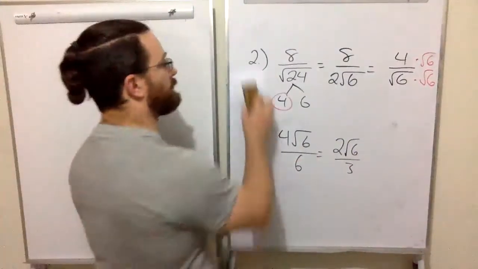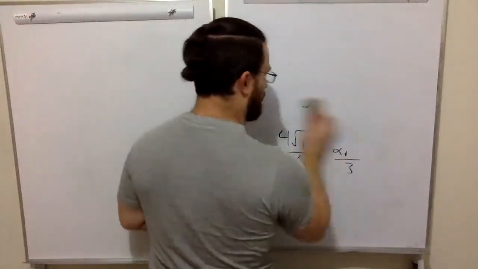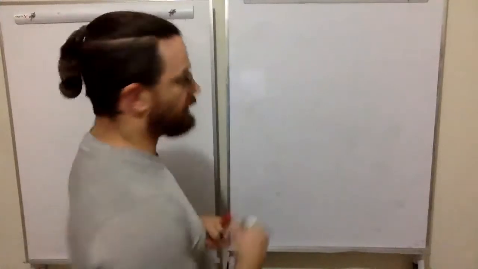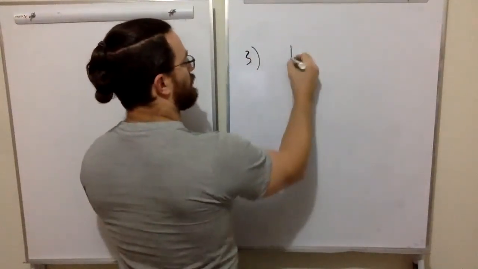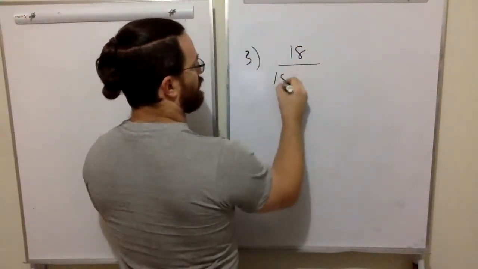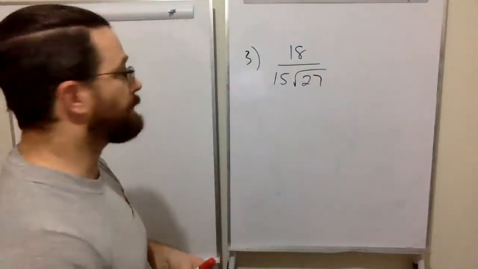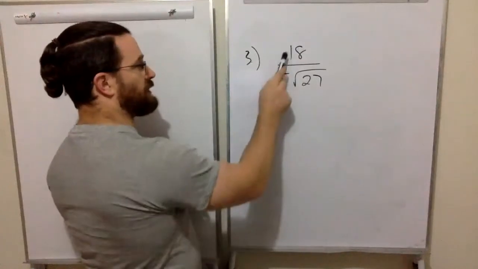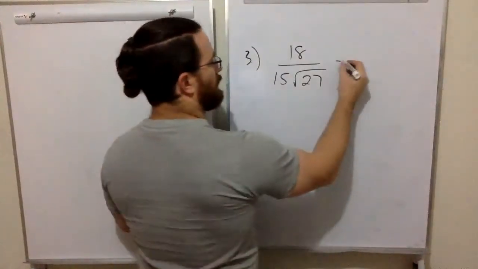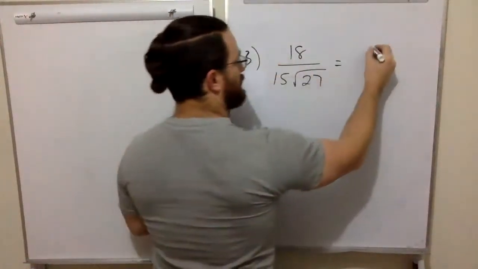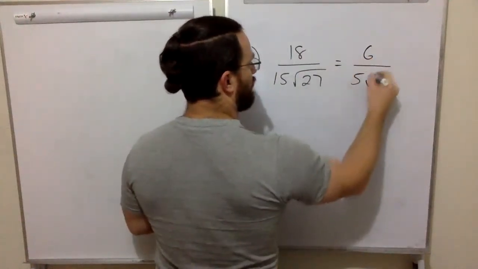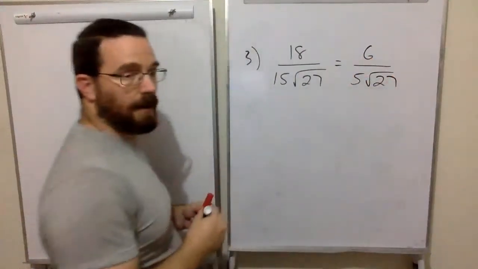Next one, number 3. If I have 18 over 15 radical 27. All right. So I'd start by reducing the outsides first. These can both be divided by 3, so that's going to be 6 over 5 radical 27.